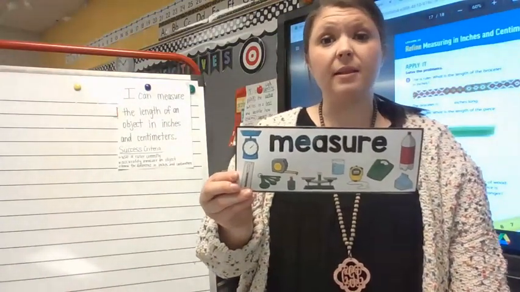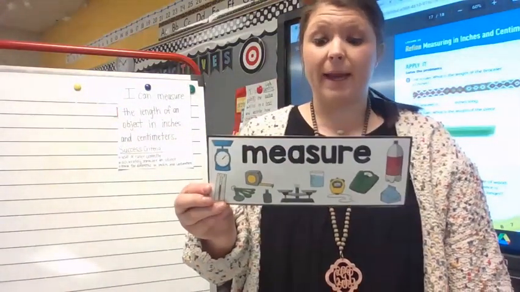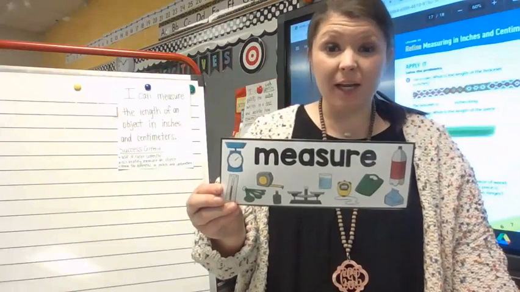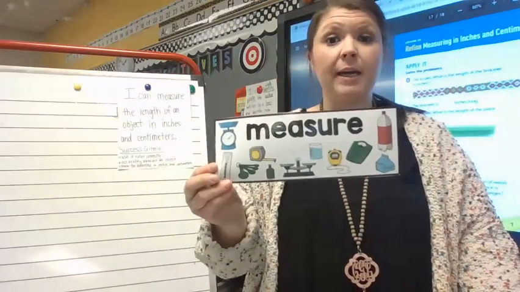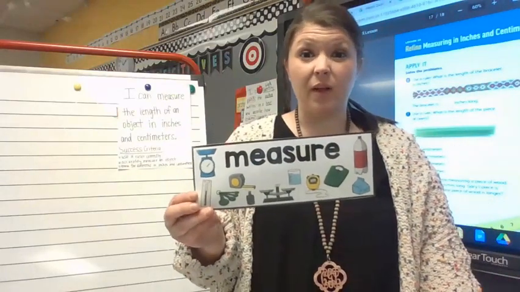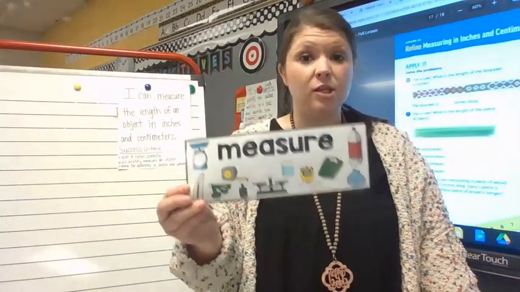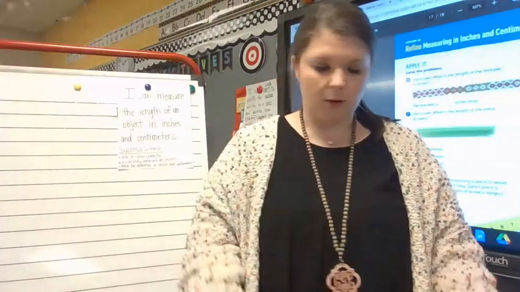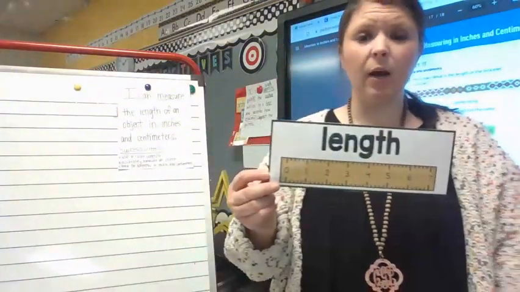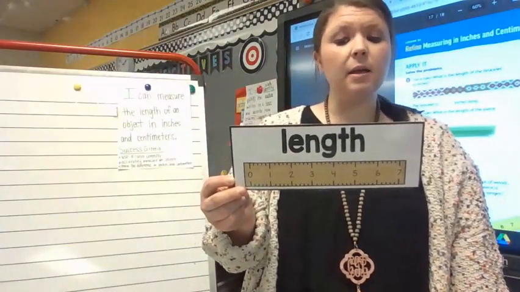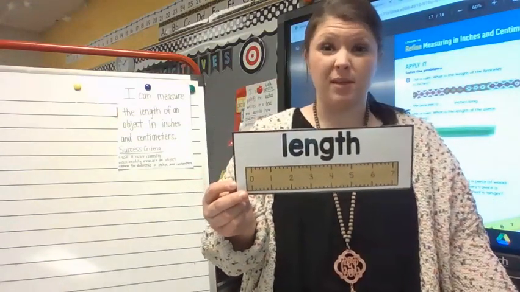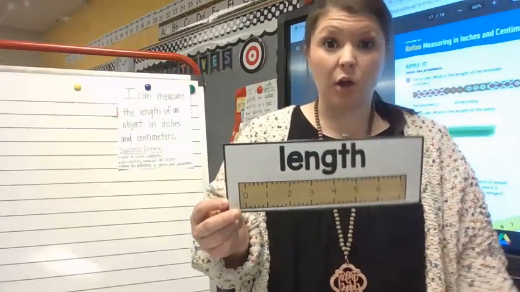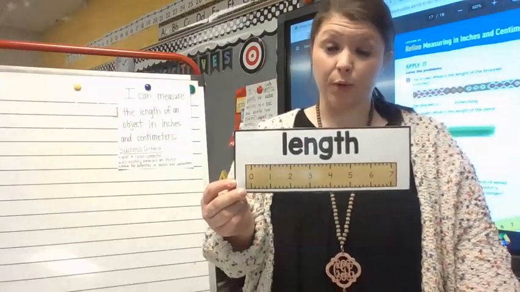Measure means to find the length, the width, or the weight by comparing it to a unit. Okay, so we're looking at an unknown item, the length of it, and we're going to measure it to find that unknown part. Now let's look at that word length. Length is a measurement that tells the distance from one point to another, or how long something is. So the length is how long something is, and we use a ruler.